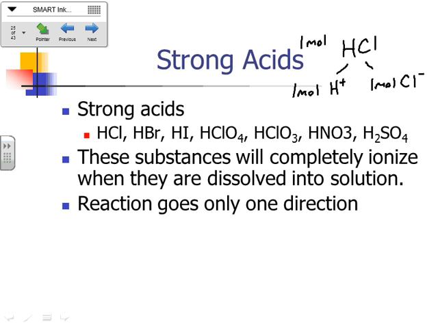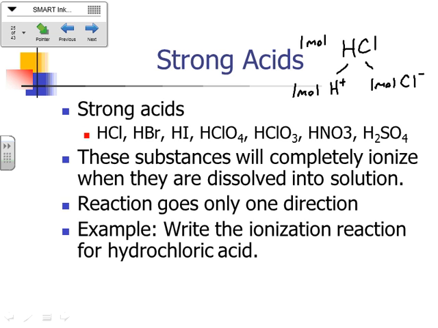Reaction only goes in one direction. Once it breaks apart, it does not come back together. So you put HCl into solution. There is no HCl in there anymore. It's only H+ and Cl- running around in that water. That's what makes it so acidic, because it's this H+ right here. That's what really messes with you, eats things, because this H+ is really reactive, kind of unstable. So it'll go after stuff and try to steal electrons from other things.